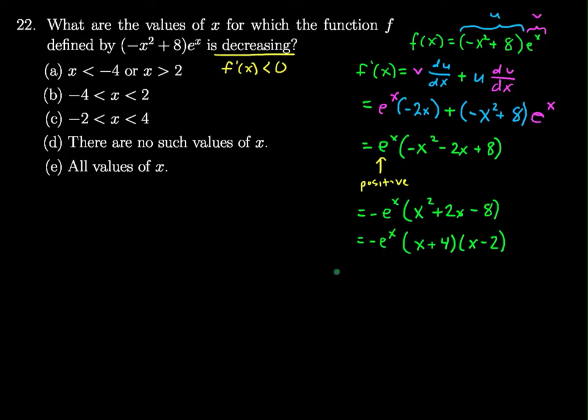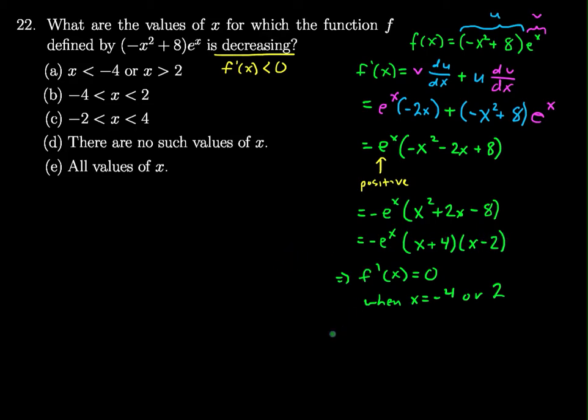And this means that f prime of x equals 0 when x is equal to negative 4 or positive 2. The zero product property: x plus 4 equals 0 or x minus 2 equals 0. This first term is always negative now because I have this negative e to the x, so it's never going to equal 0 there. And what I can do from this now is use these to help me figure out the sign of f prime.